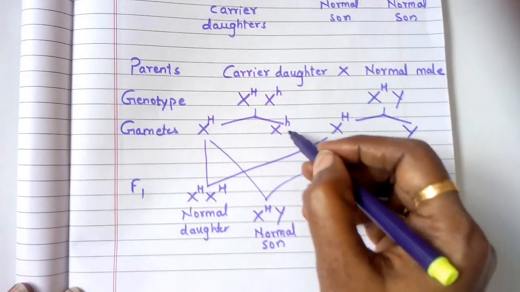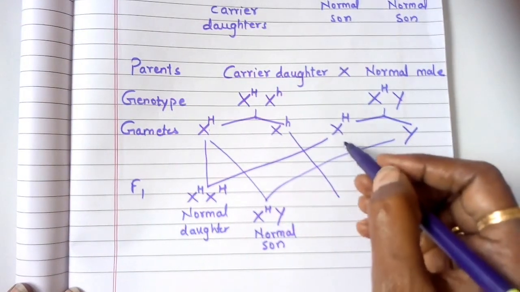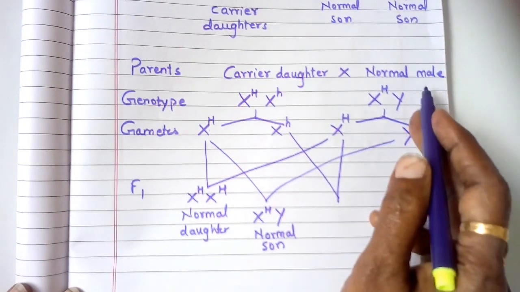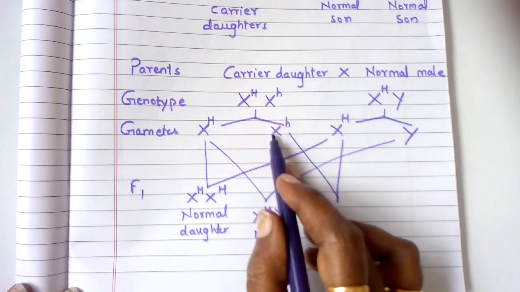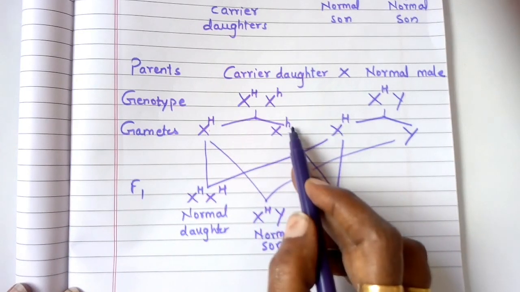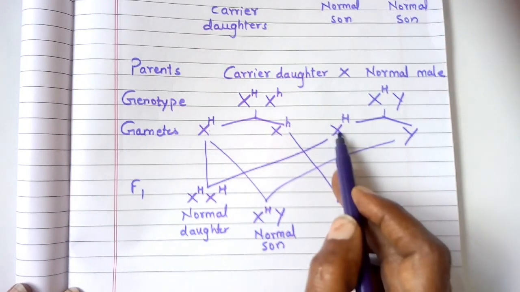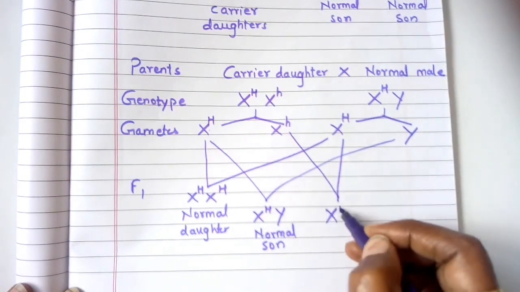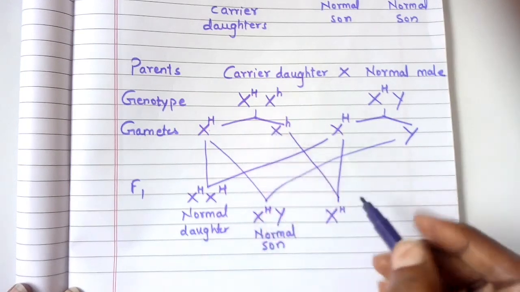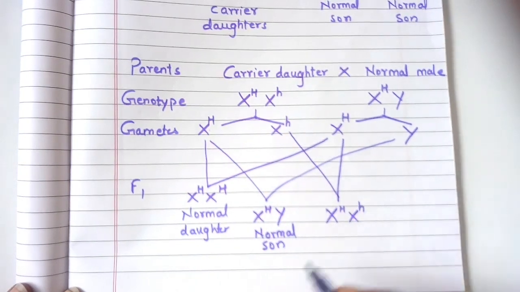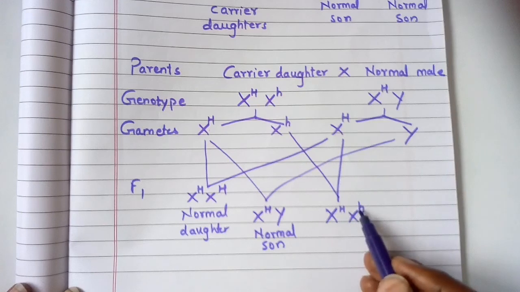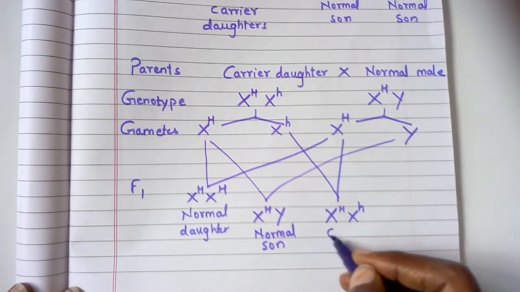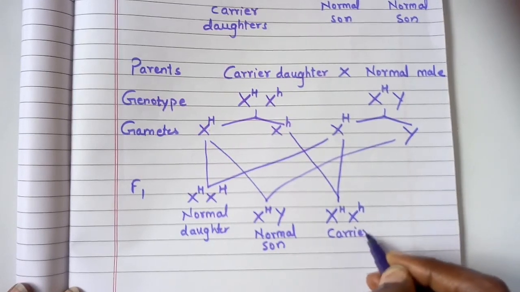Now we take this female gamete and cross it with the male gamete. This is the X on which the recessive gene is present, and this is the X on which the dominant gene is present. First we write the dominant gene and then the recessive gene. When both genes are present, dominant as well as recessive, it is a carrier daughter.